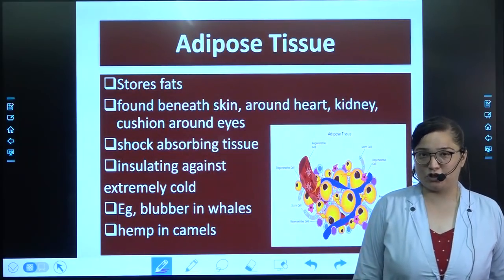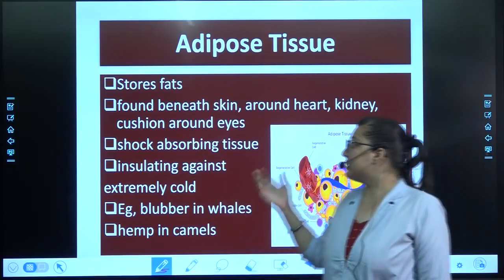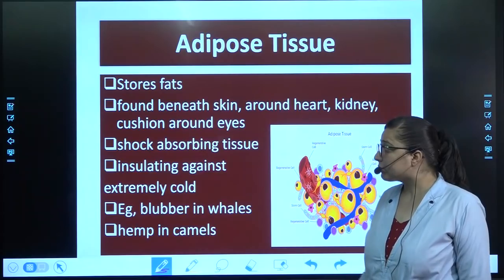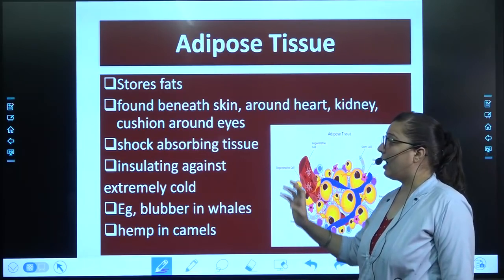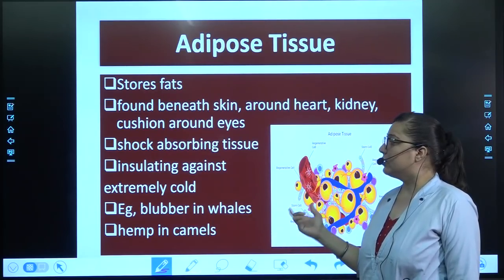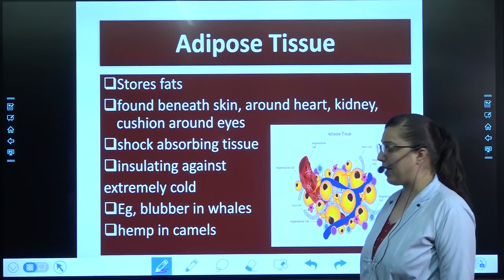Then adipose tissue, the generally stored fat. Where are they found? Beneath the skin, around the heart, kidney and as a cushion around the eye. These are shock absorbing tissues. They are used as an insulation against extremely cold situations, for example as the blubber in whales and hump in the camels.